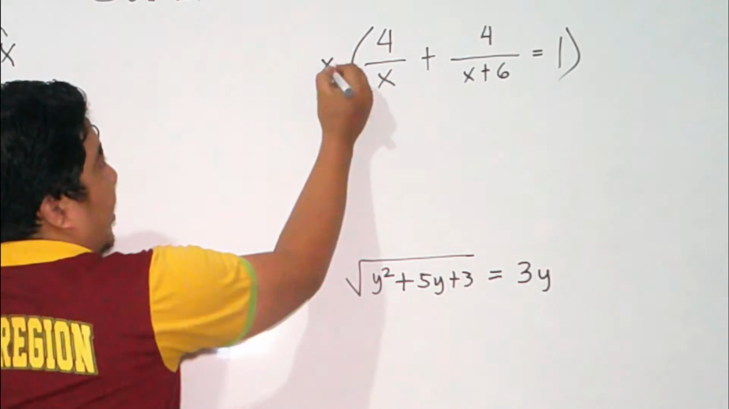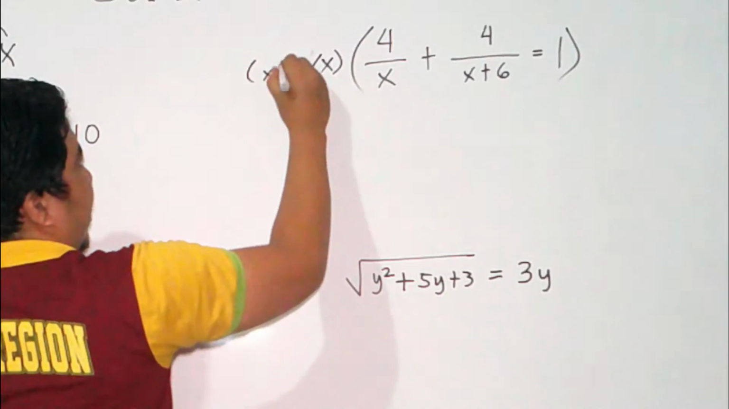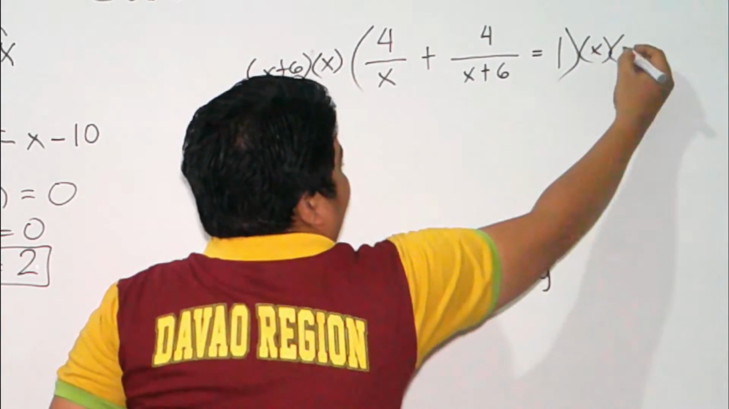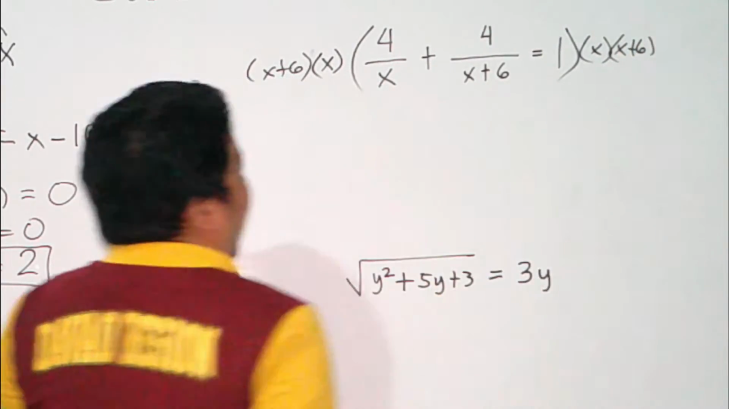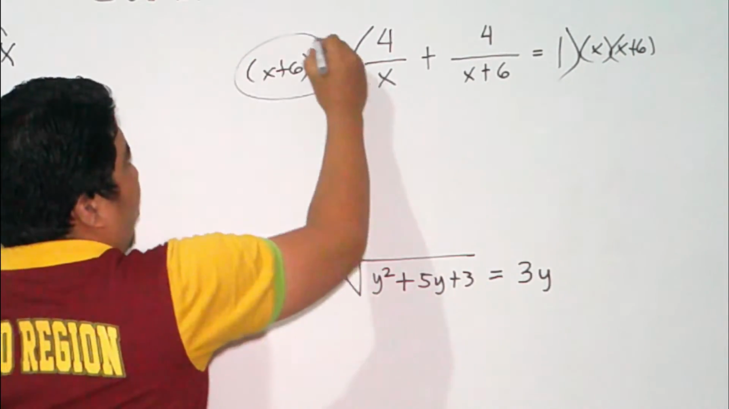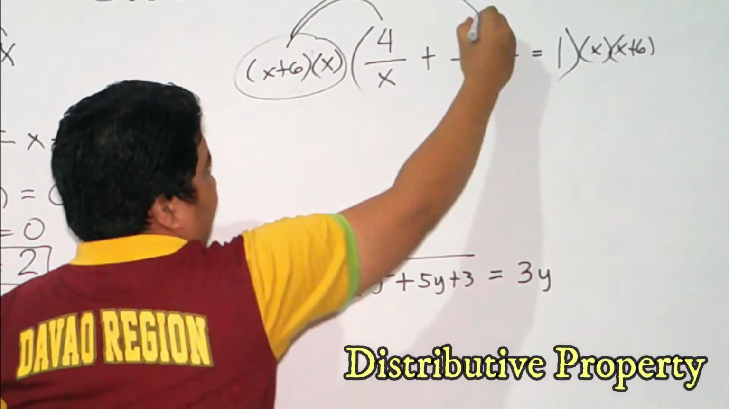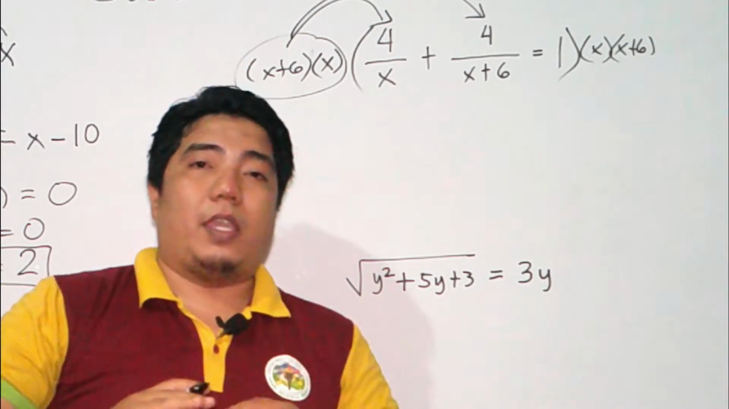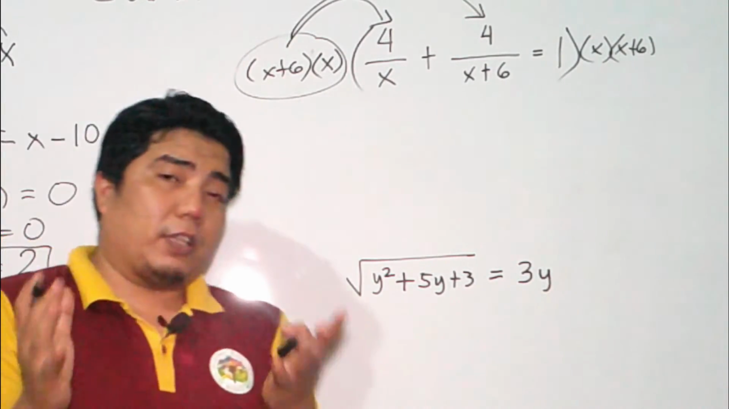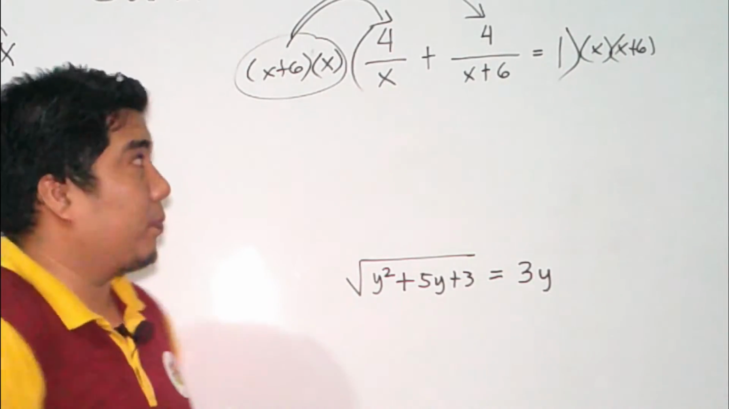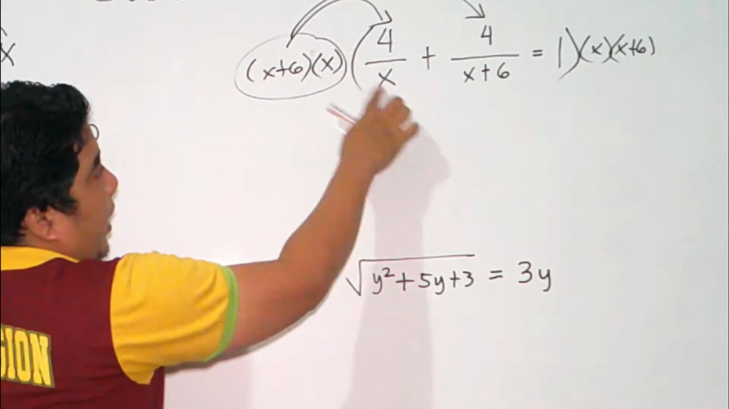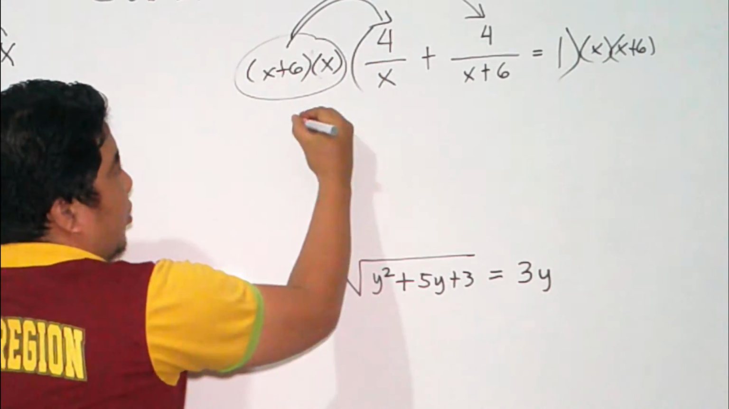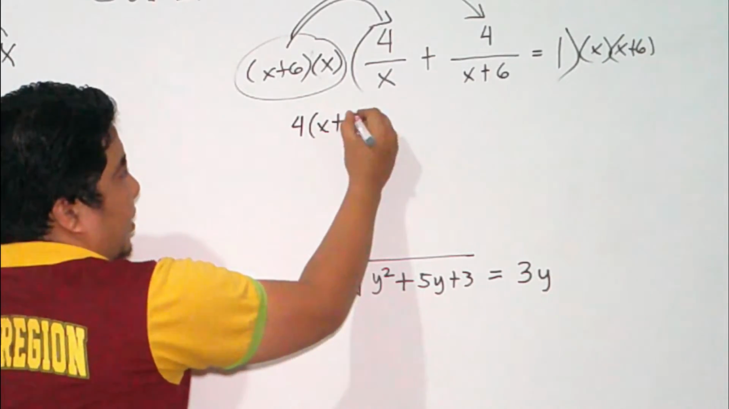So, we have x here, and x plus 6 here. On the other side, we have x and x plus 6. Okay. So now, we will use our distributive property in multiplying. Now, in order for you not to have a harder time multiplying this one, the technique here is very simple. Since they are the same, right? You can just cancel them and you just multiply 4 to x plus 6.